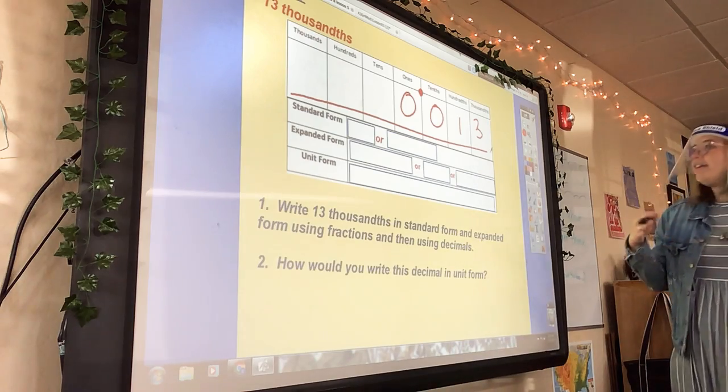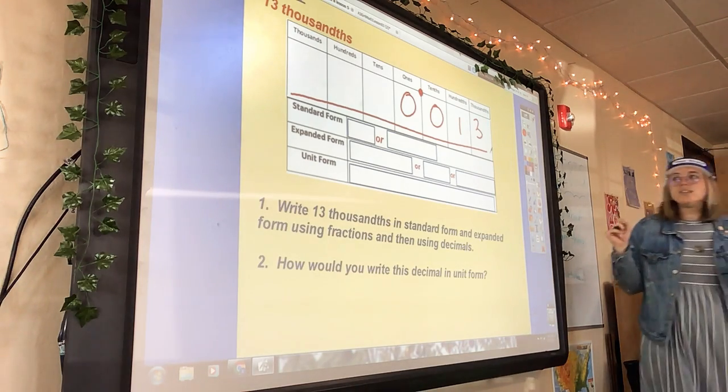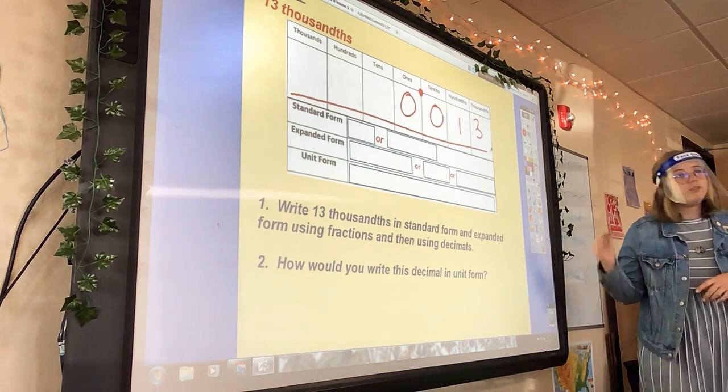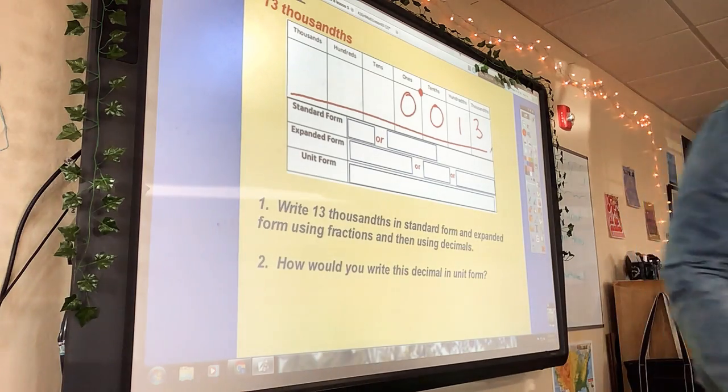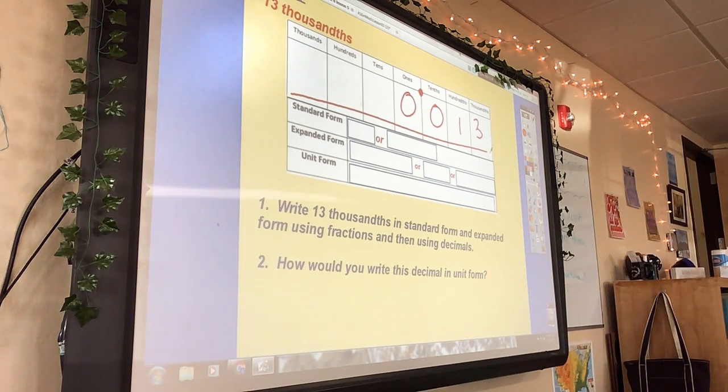So think about how you would write 13 thousandths in standard form. Okay, ready, go. Do it, write it on your whiteboard for me. How would you write 13 thousandths in standard form? You can look back at your notes if you want. But think about how you would write 13 thousandths in standard form. There's 2 options.